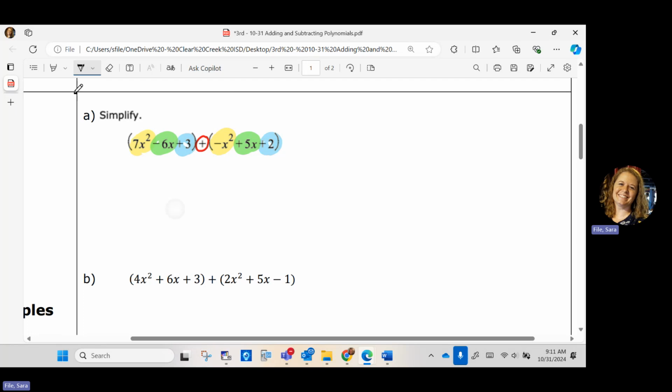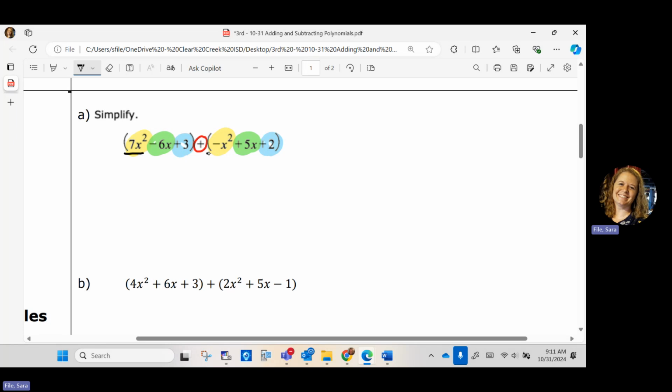Okay, so I could just underline the 7x squared and the negative x squared. So those will combine to 6x squared. The negative 6x and positive 5x, that would combine to negative 1x, which you don't have to write the 1. And then the 3 and 2 would combine to a positive 5.